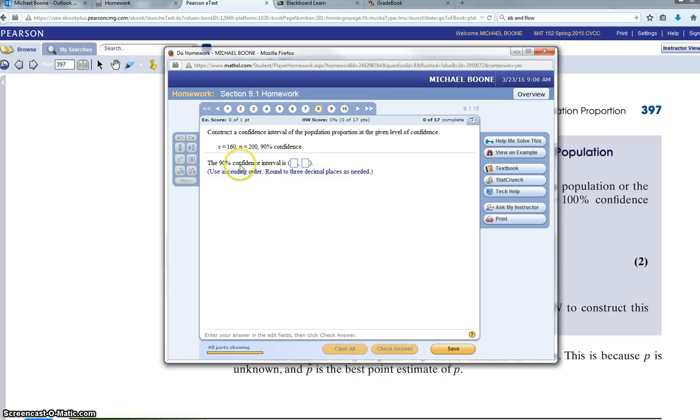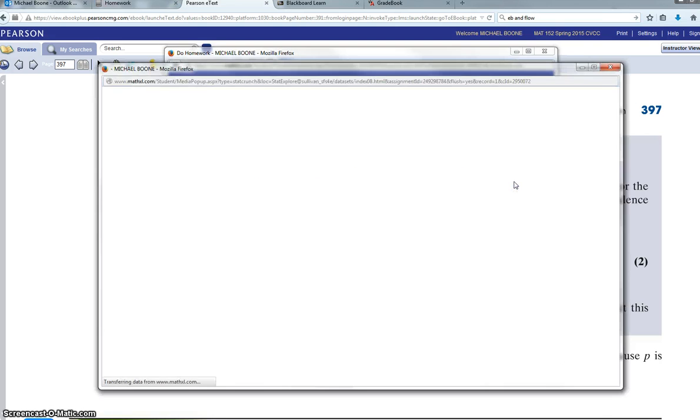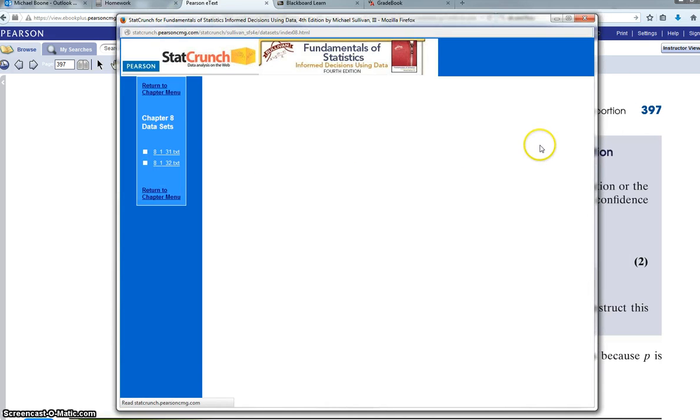I'm going to have a 90% confidence interval. I know that number of successes is 160 and n is 200. Well, they don't tell us exactly what our p hat is. Again, p hat is x divided by n. So if I want to do this on StatCrunch, it's very simple.